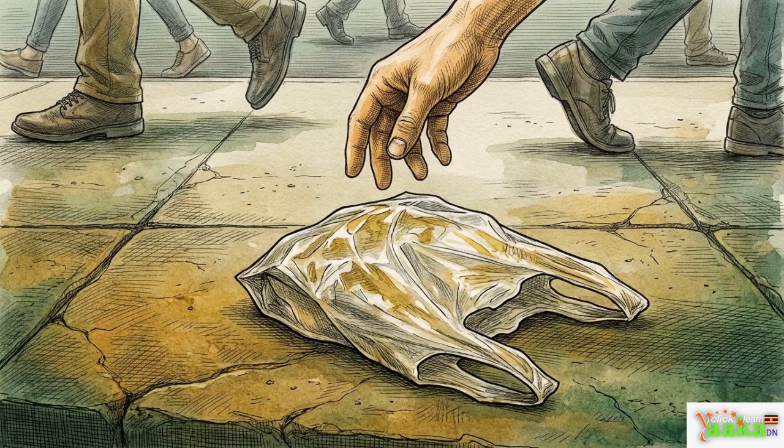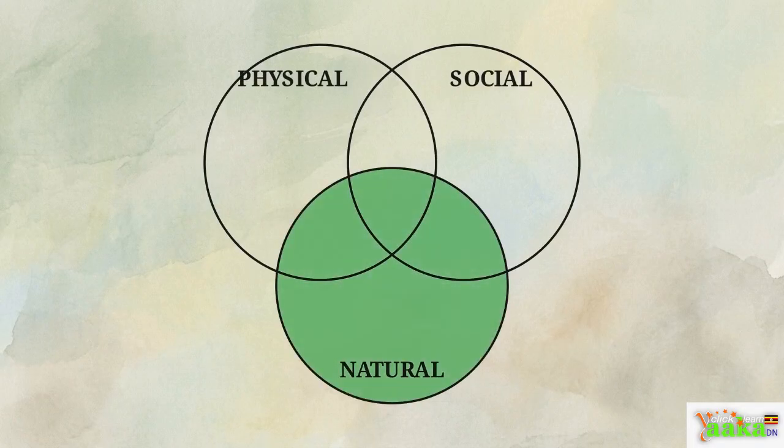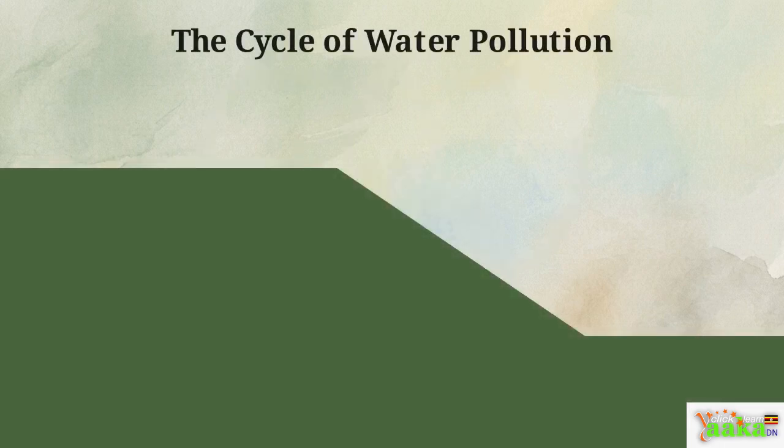Imagine walking through a busy town and seeing someone carelessly drop a plastic kavera, a simple shopping bag, right on the street. It feels like a small act in a man-made world. But because these three environments are connected, that one piece of litter on a concrete sidewalk eventually finds its way out of the city and begins to destroy the natural world we rely on. We can track exactly how this happens through the cycle of water pollution.